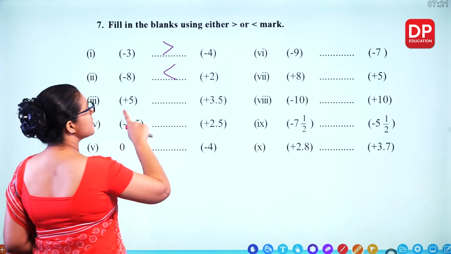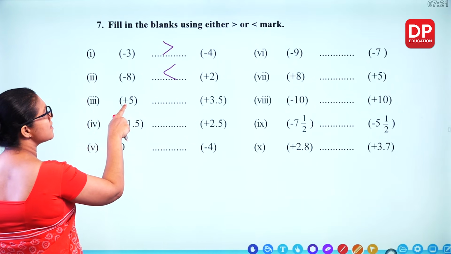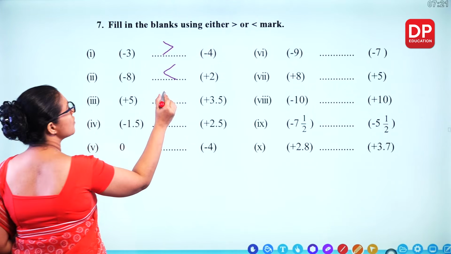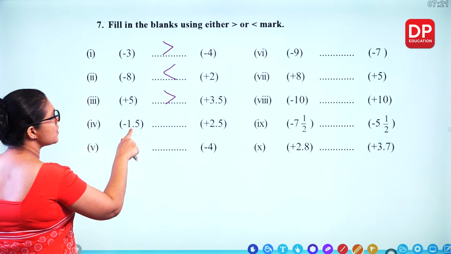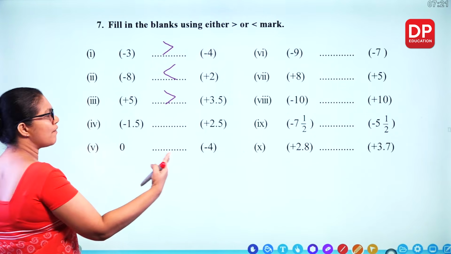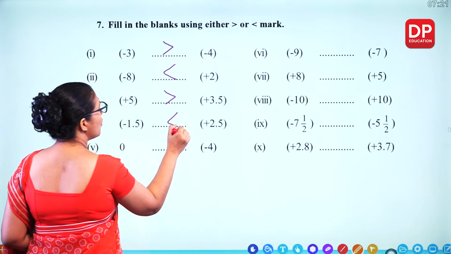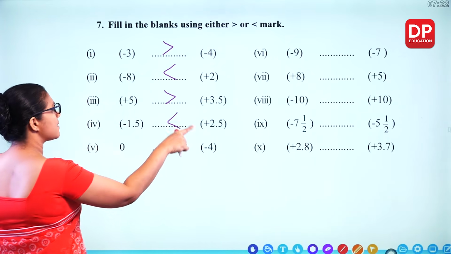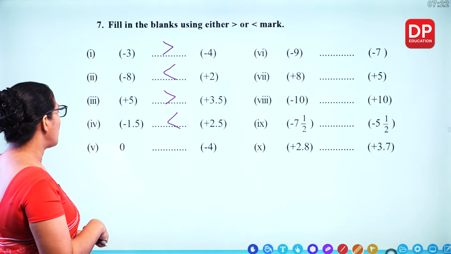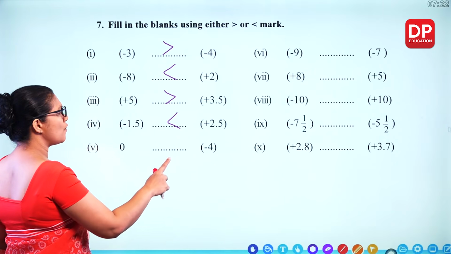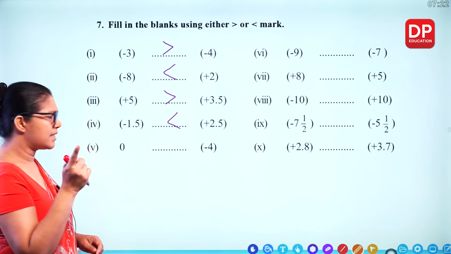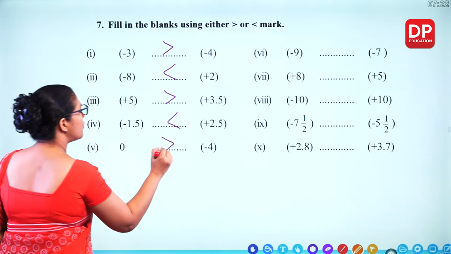Plus 5 and plus 3.5. This is towards the right side. So that's greater. Minus 1.5 and 2.5. Plus 2.5 is to the right. So that means this number is less than 2.5. 0 and minus 4, which one is to the right? 0. So you put greater.